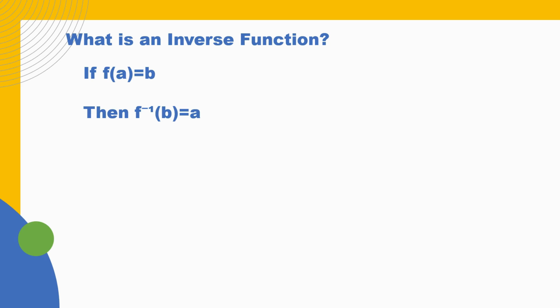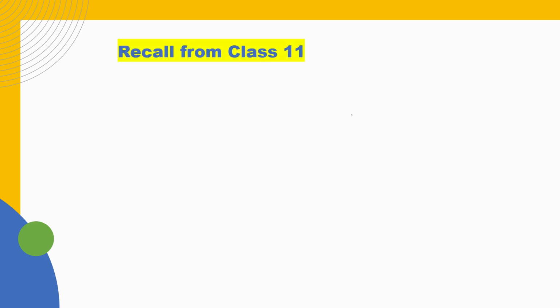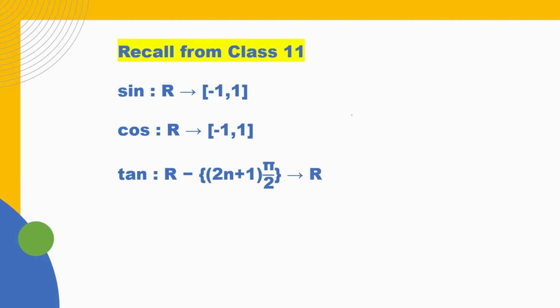Sounds easy so far. For example, a machine takes 2 and produces 4. The inverse machine simply takes 4 and returns 2. From class 11, we know sine, cosine, and tangent. At first glance, it seems we should simply define sine inverse, cos inverse, and tan inverse. But mathematics doesn't allow us to do that immediately. Something important is missing.